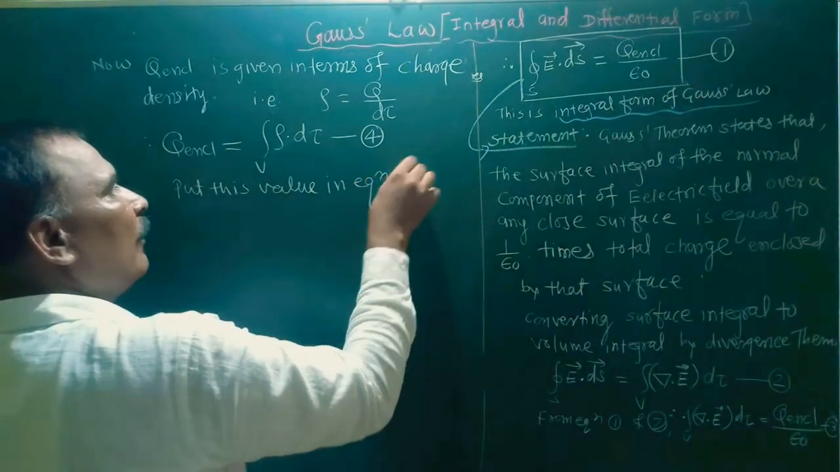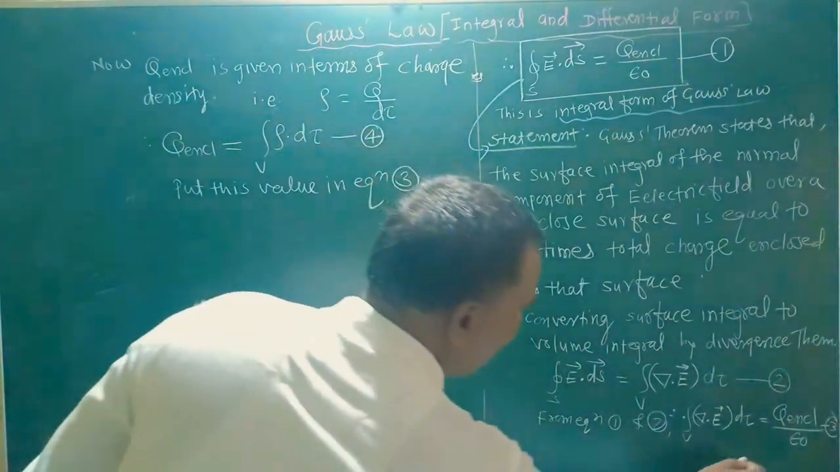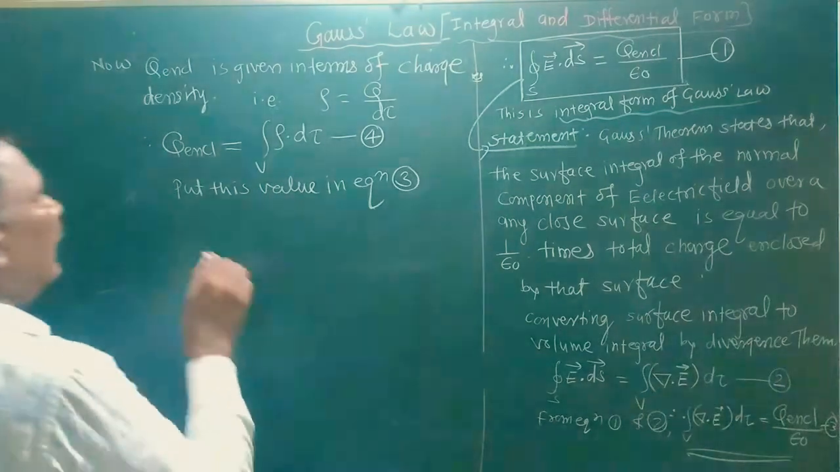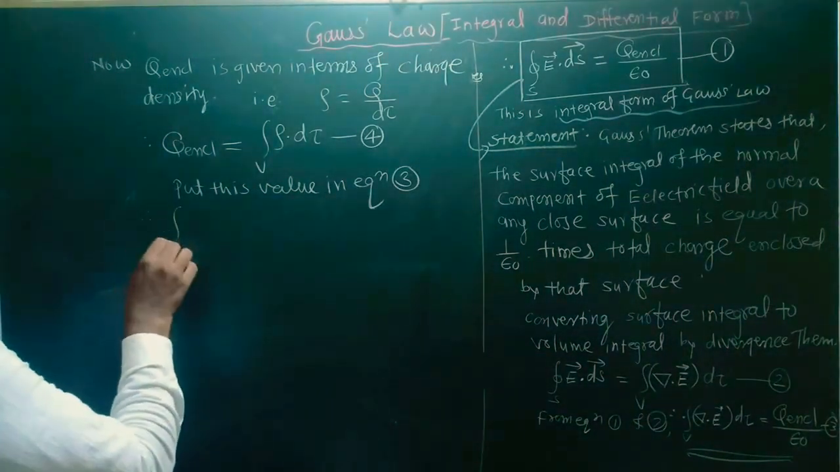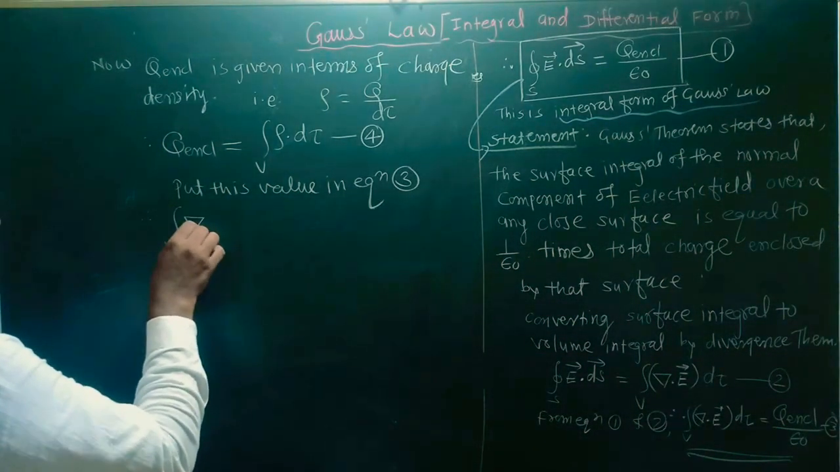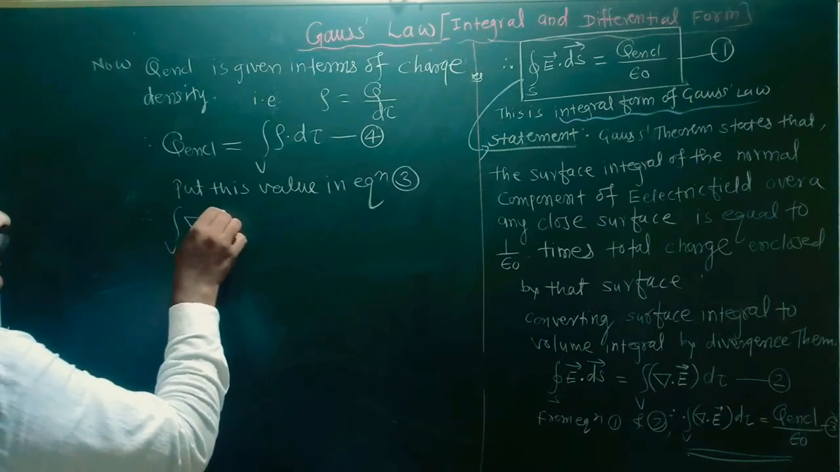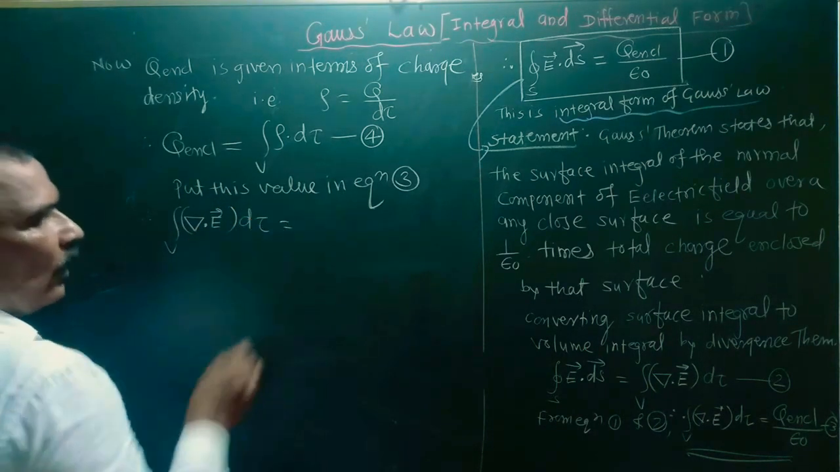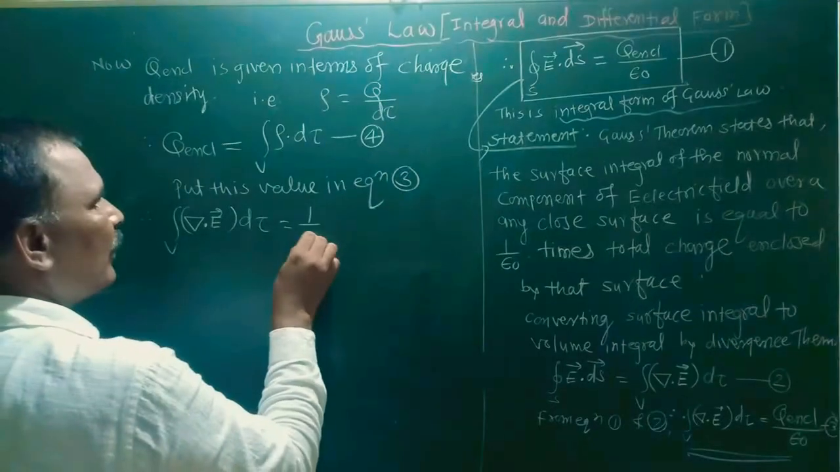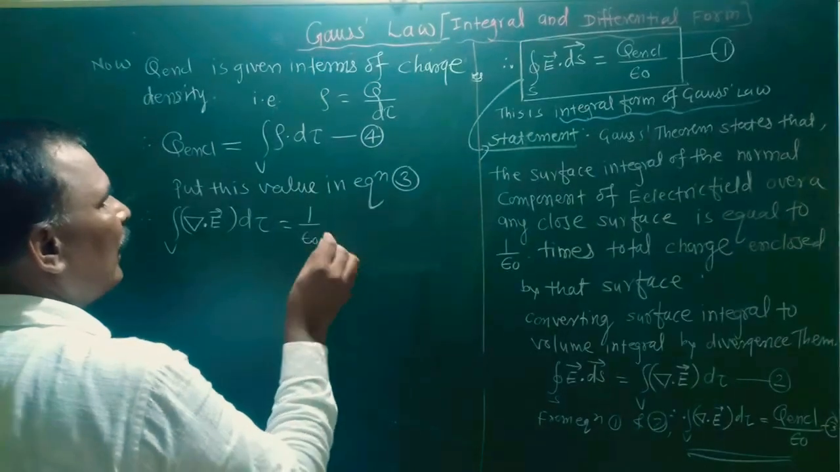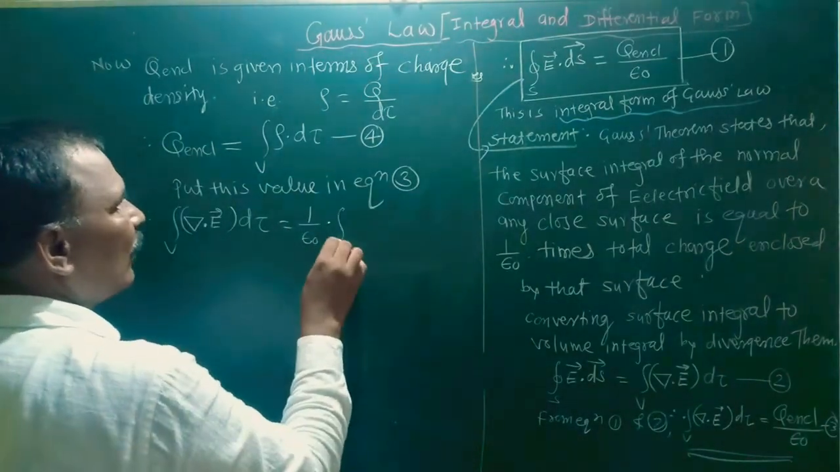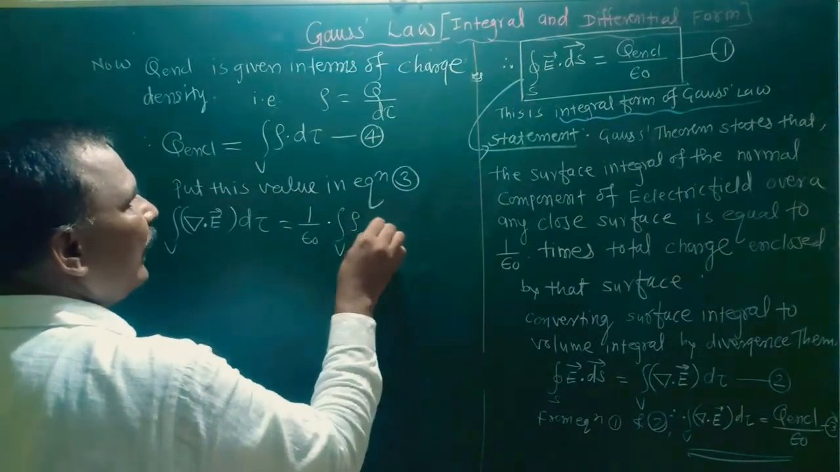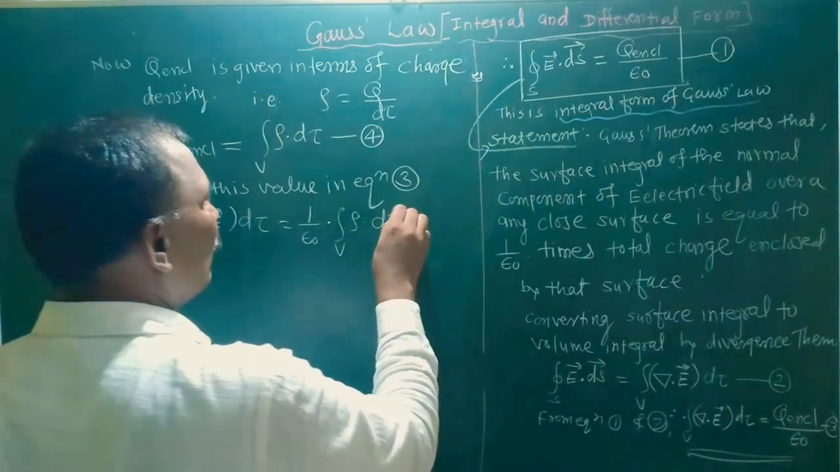In equation 3 we will put this value. This is equation number 3: the volume integration of divergence of E bar into d tau is equal to Q enclosed, which is 1 upon epsilon naught as it is, into the integration of rho into d tau.